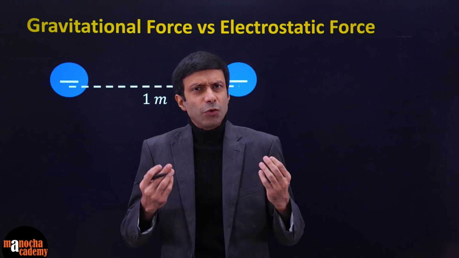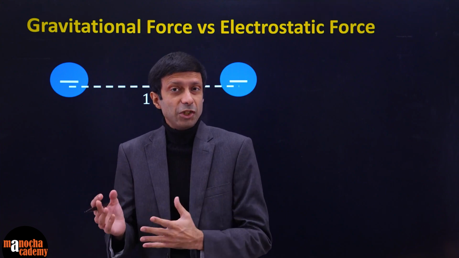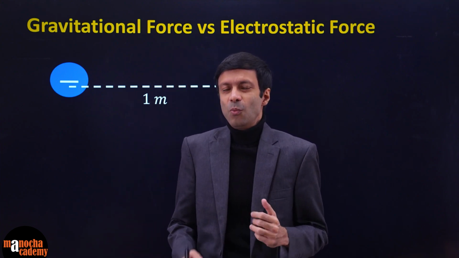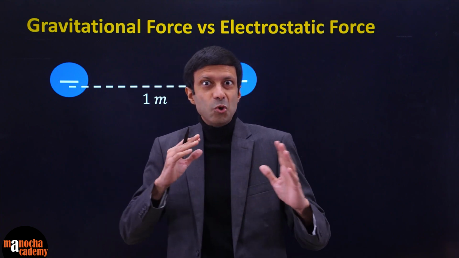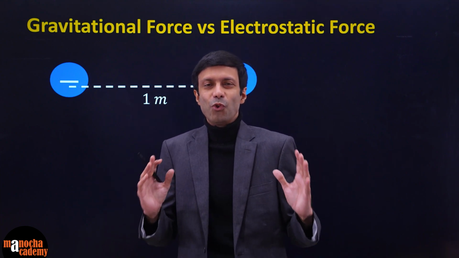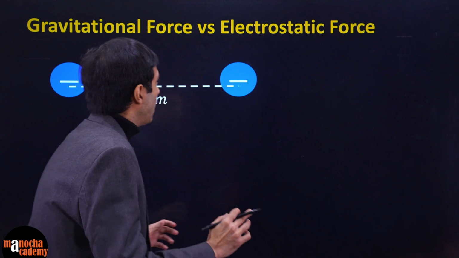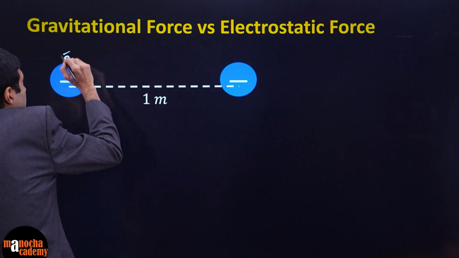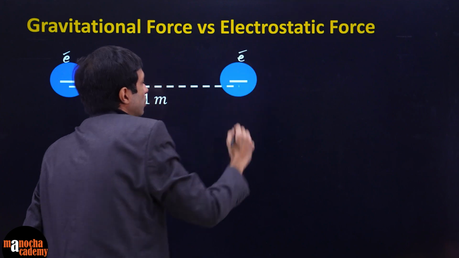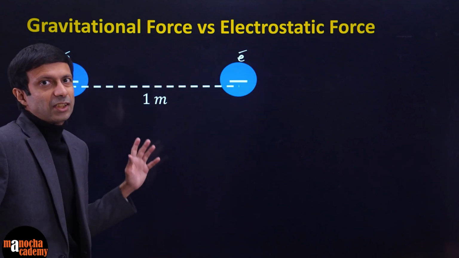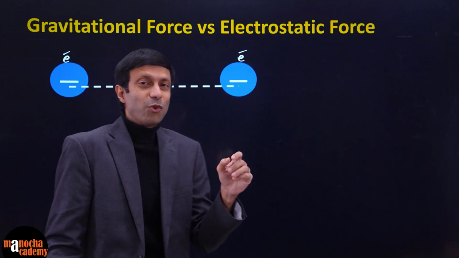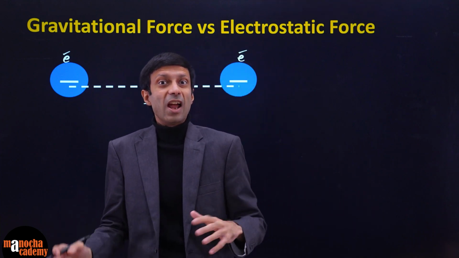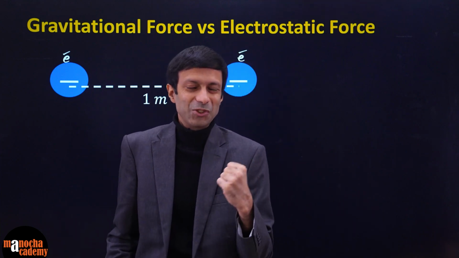Now if I ask you which force is stronger, the gravitational force or electrostatic force, what do you guys think? Well, let's take a simple example and do the competition between these two forces. Let's say we have two electrons. Electrons, you guys know, are negatively charged. Let's say they are separated by a distance of 1 meter. We are going to look at the gravitational force between the two electrons and the electrostatic force and which one is stronger. So let's try it out.